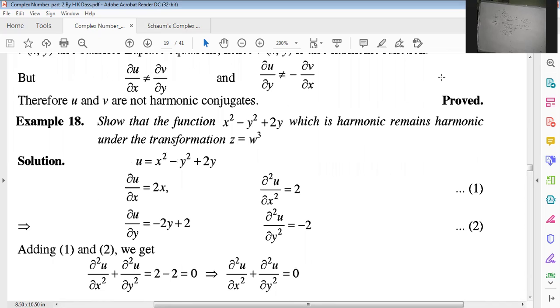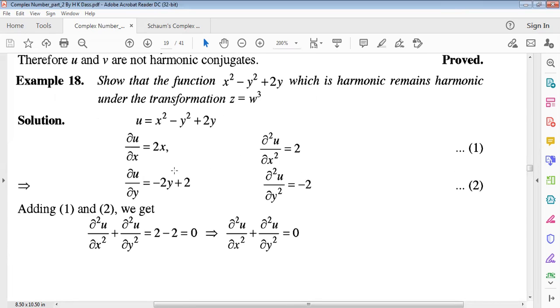Similarly, the equation shows that the function x squared minus y squared plus twice y, which is harmonic, remains harmonic under the transformation z equals w cube. Okay, so u equals this, given. ∂u/∂x equals twice x, and the double differentiation will be only 2. ∂u/∂y, the partial differentiation of u with respect to y, will be this. Again, taking partial differentiation with respect to y, ∂²u/∂y² equals minus 2. So adding, we get the Laplace equation of u.